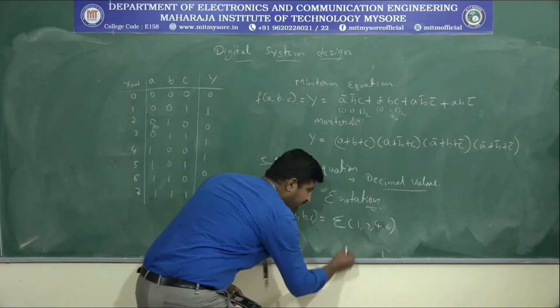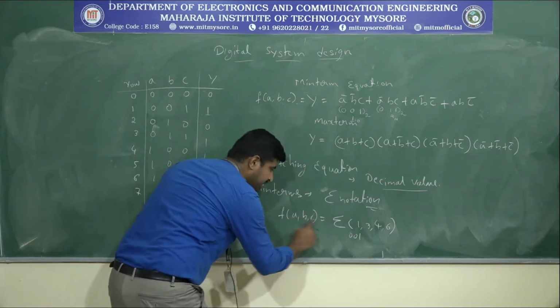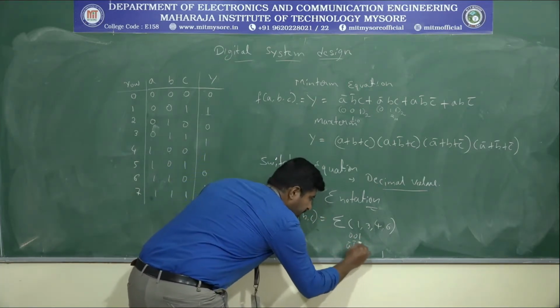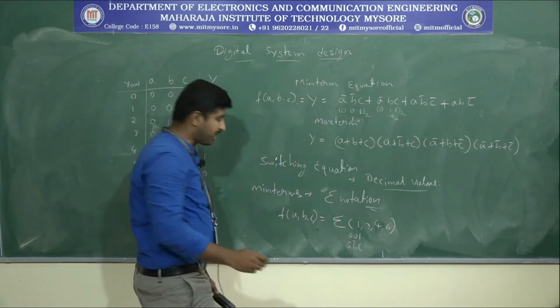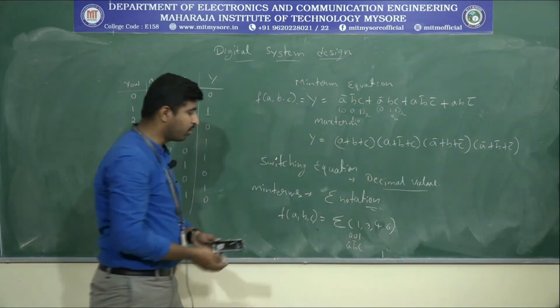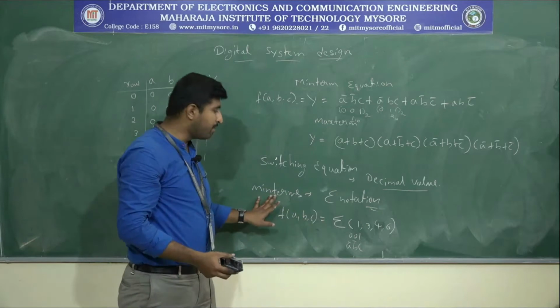One corresponds to 0 0 1. Which are the variables a, b, c? That corresponds to a bar, b bar, c, which is what we have written here. Hope you can understand. Like that we write the sigma notation, and that is only for the min terms.